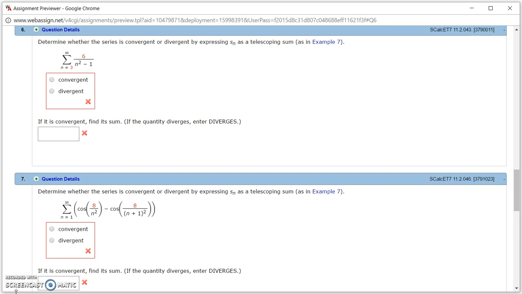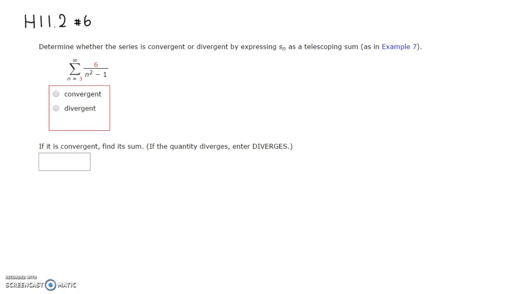All right, let's look at homework 11.2, problem number 6. We have a telescoping series here, and we want to determine if it's convergent or divergent. And if it's convergent, we'd like to find its sum. All right, so let's do that.